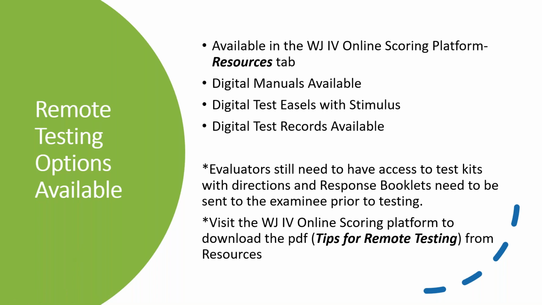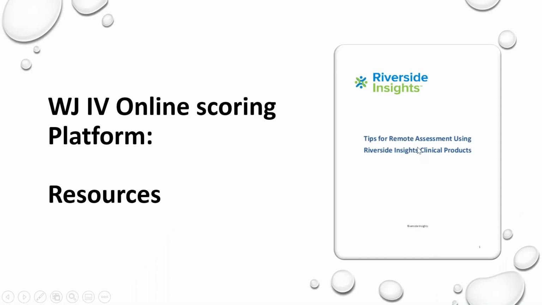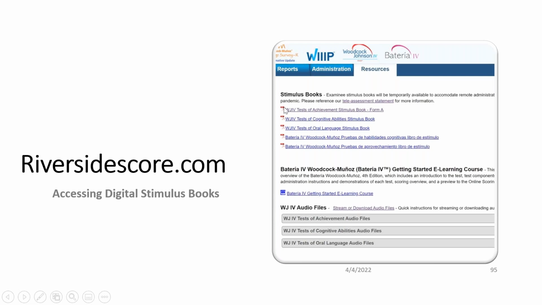When COVID hit, we did make all the WJ products available online. You've got digital manuals, and digital test easels with stimulus. Only those tests that require stimulus be projected to the student are included online, which means you still need your test easels to administer it. You need the test easels to have the directions that you have to say to the student. And then you have the digital test records available. I also created a tips for remote testing that's housed under the WJ online scoring platform under resources. That's free. You can download it. It's pretty comprehensive, covering setting up for remote testing and some of the things you really need to think about.